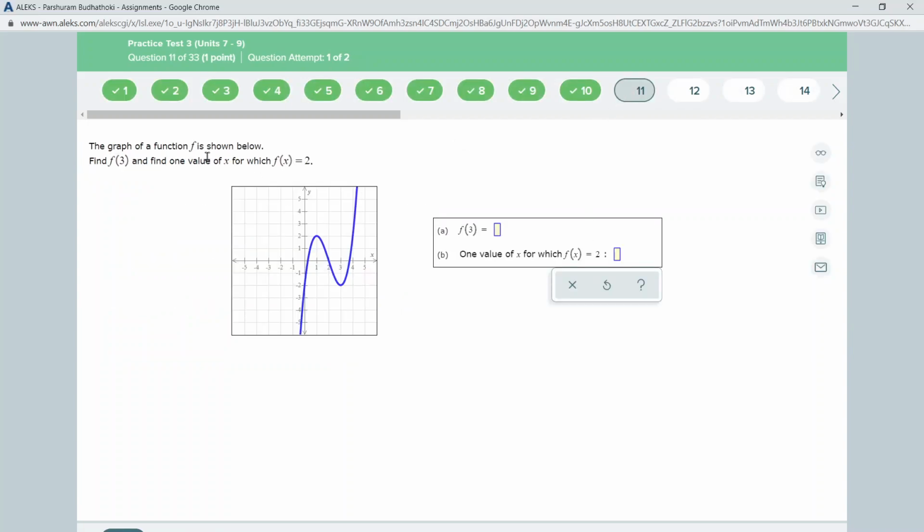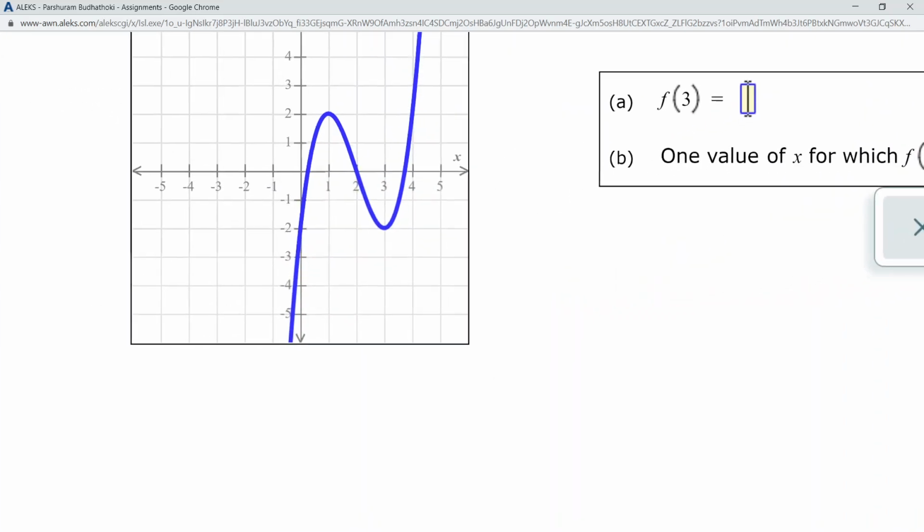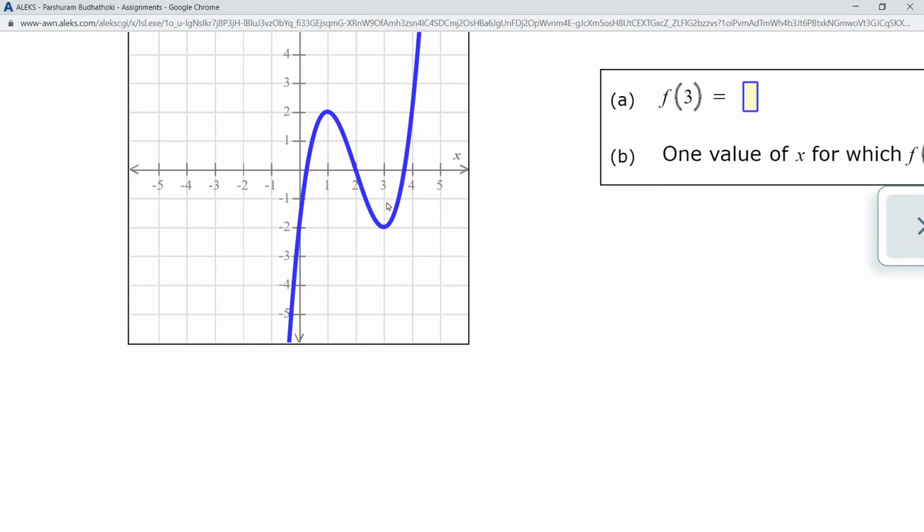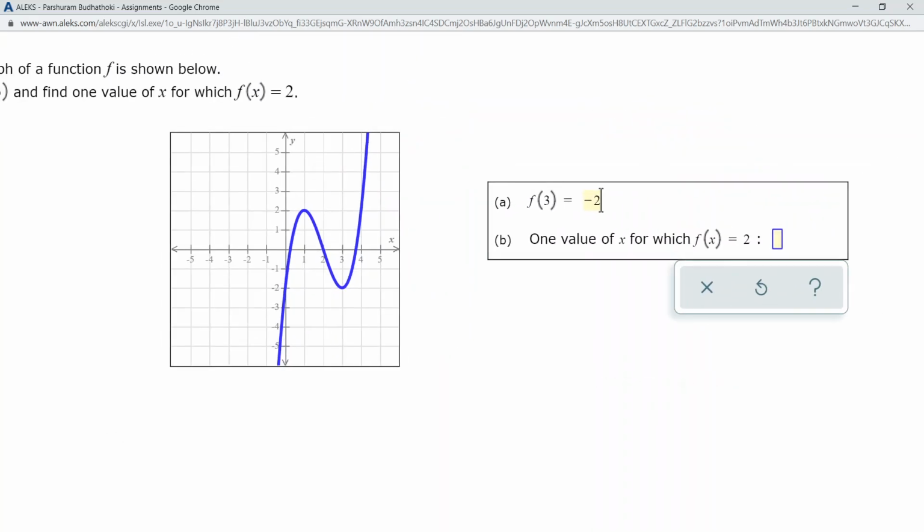The graph of a function is given. Find out the value of the function at 3. So just check the graph and go to when x is 3 and find out the y. y is -2. That is the value of the function. So I'm just going to type -2.